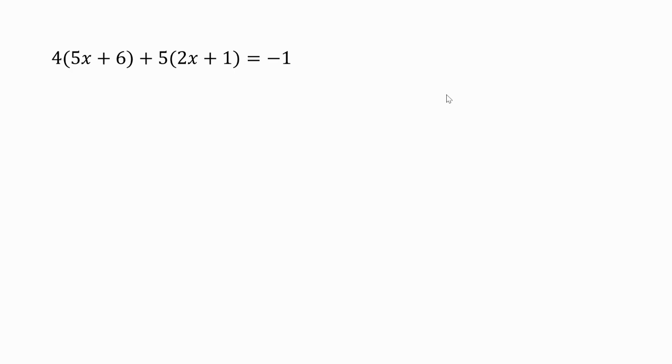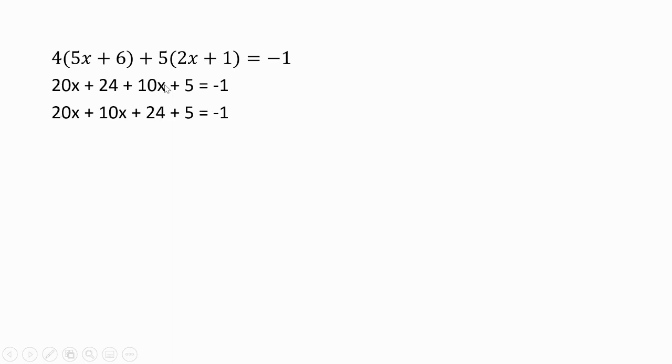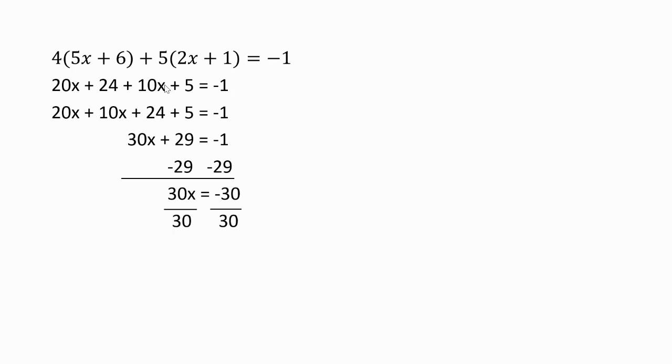Okay. All right, so in this case, we have two sets of distribution. So I'm going to distribute the 4 times the 5x plus 6, and then the 5 is going to be distributed to 2x plus 1. That's multiplication. Now I'm going to look to combine like terms. So the 20x and the 10x are alike, and the 24 and the 5 are alike. And I'm actually going to combine those and add those together. So I get 30x plus 29 equals -1. I will subtract 29 on both sides, right? Then I would divide both sides by a 30, and x equals -1.